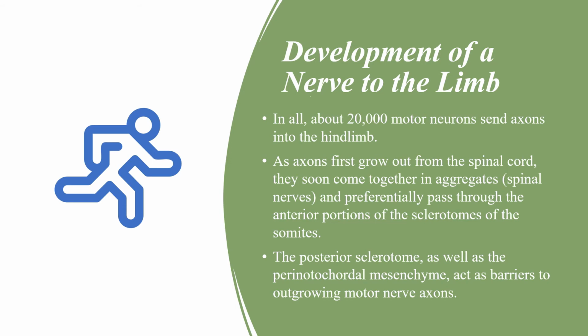So, development of a nerve to the limb. Okay, so in all, there are about 20,000 motor neurons that send axons into the hind limb. And as axons first grow out from the spinal cord, they soon come together in aggregates and preferentially pass through the anterior portions of the sclerotomes of the somites. So the posterior sclerotome as well as the perinotocordal mesenchyme acts as a barrier for the outgrowing motor nerve axons.